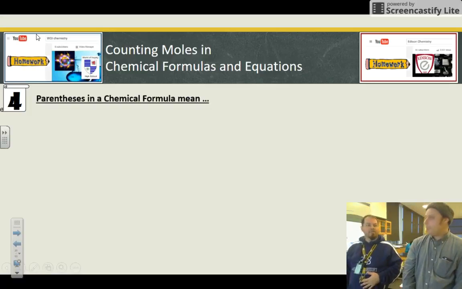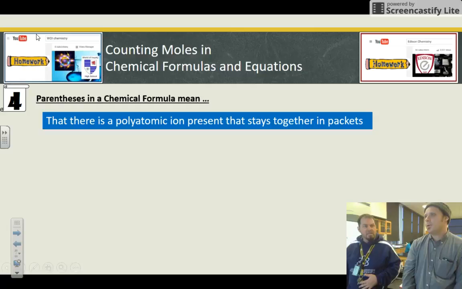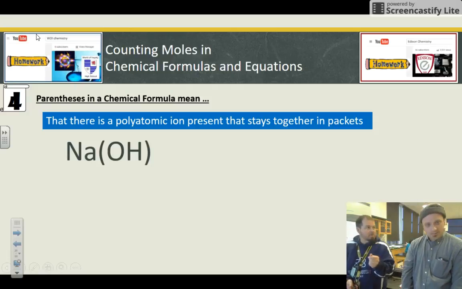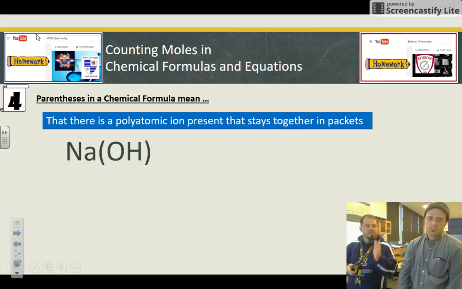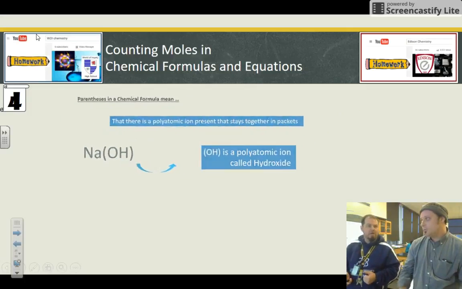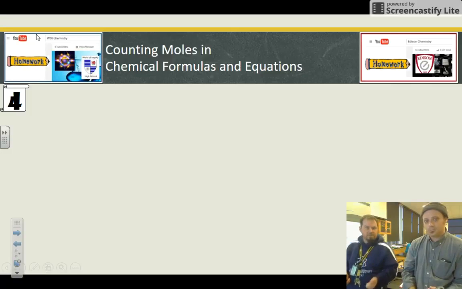Parentheses in a chemical formula mean that there's a polyatomic ion present that stays together in little packets. It doesn't break up. If you remember in the POGL from last unit, when you got to the water, it was a good example in the sim that didn't break up. It doesn't dissociate. So this OH is going to stay together. OH is a polyatomic ion called hydroxide. How many of them is there? 1, in that particular equation.